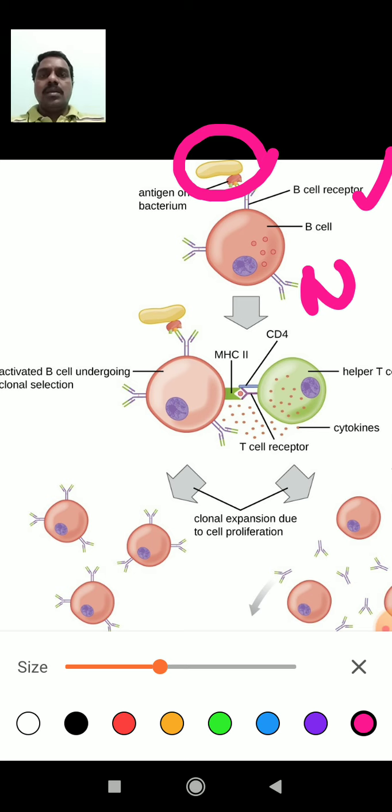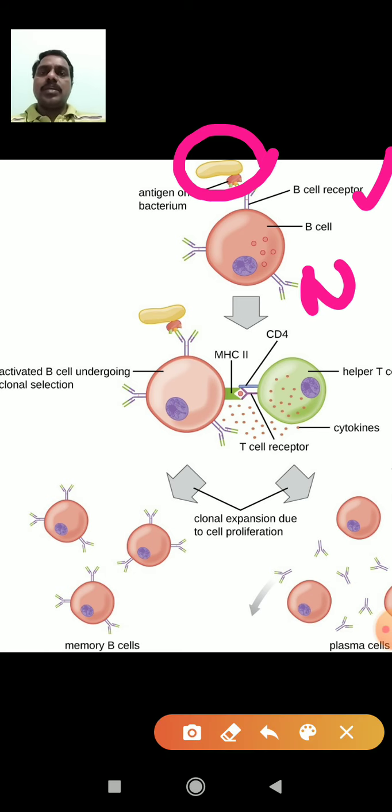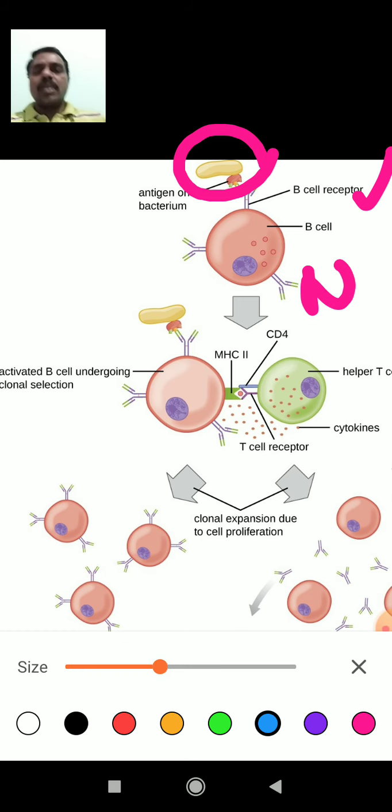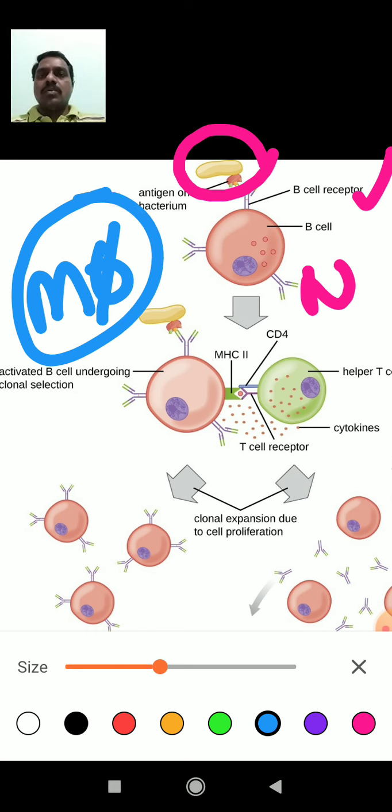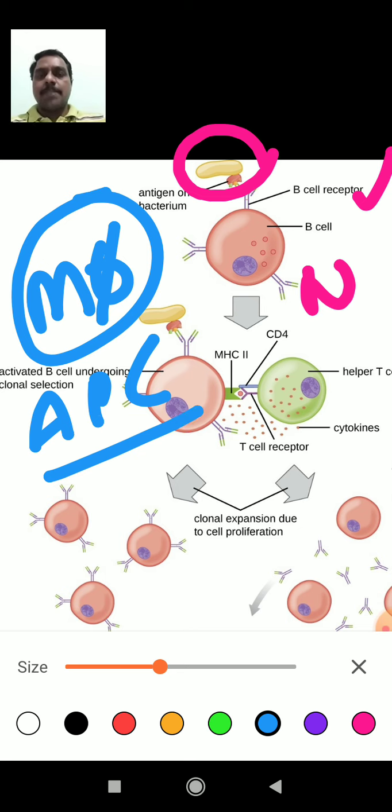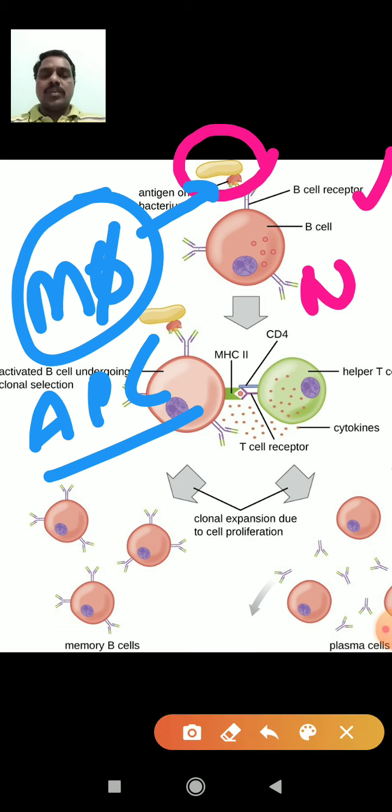But sometimes the antigens are presented by other cells that we call macrophages, or phagocytic cells, or antigen presenting cells. These macrophages or antigen presenting cells are very important for presenting the antigens to B cells. It is a step by step method by which the macrophages present the antigens.